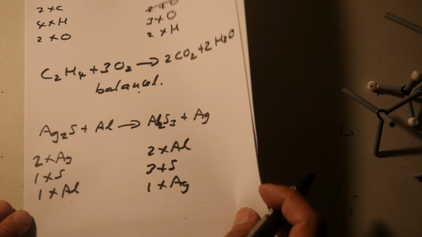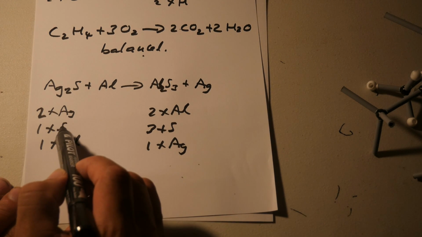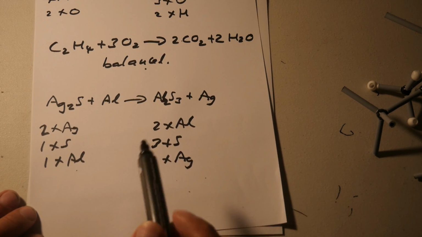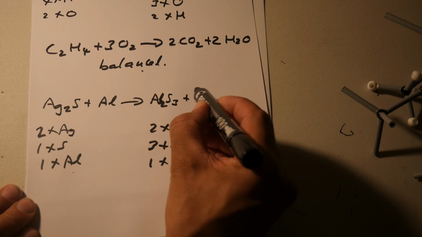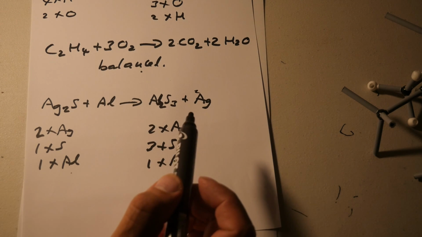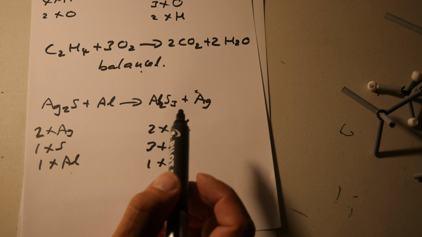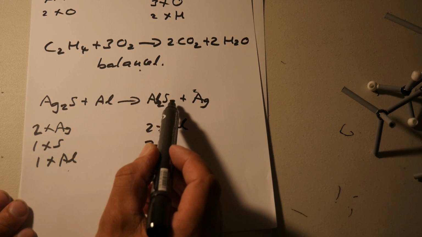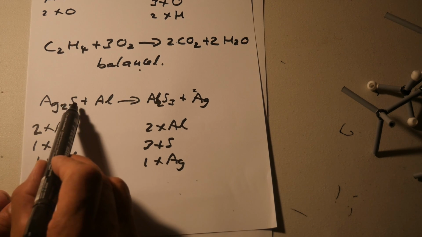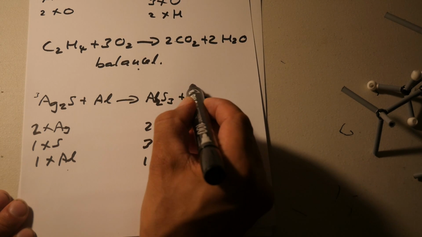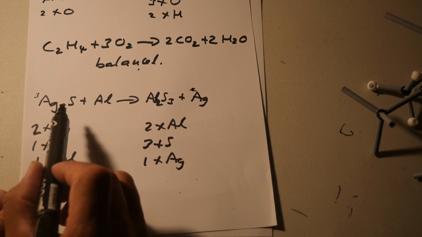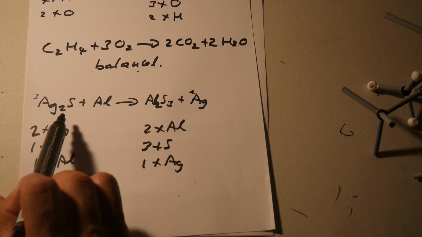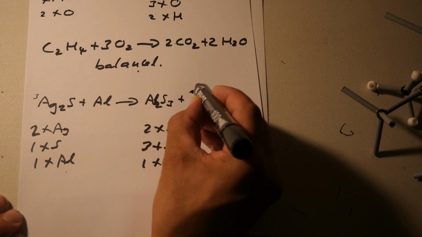So 2 times silver, 1 times that, 1 times that, 2 times aluminium, 3 times sulfur, 1 times silver. How can you balance? Put a little 2 there, so there's 2 there. There's actually 3 of these, so you need probably to have 3 here. Okay? 3 of those sulfur, so you need 3 sulfur. That actually gives 6 of those, so you use 6 there, okay?